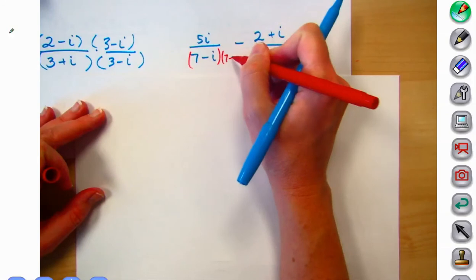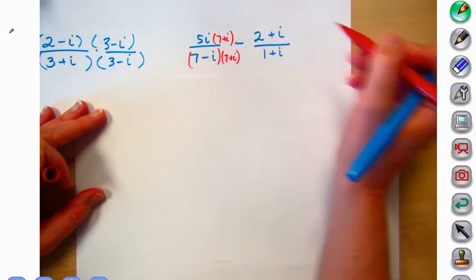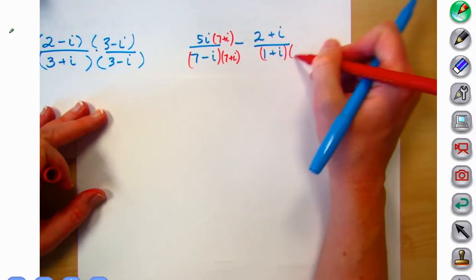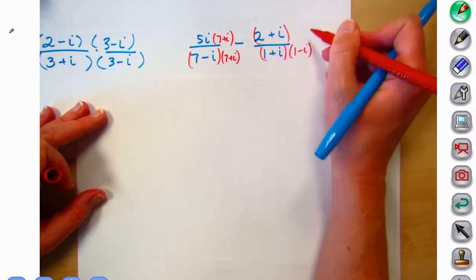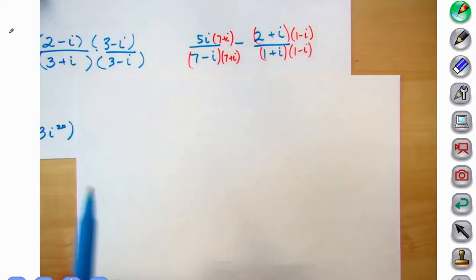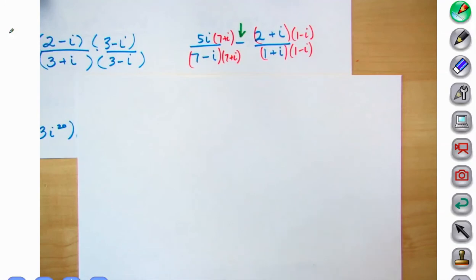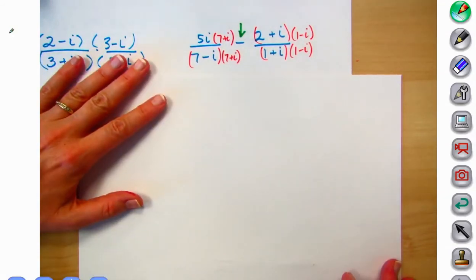So if we rationalize first, this is what we're going to get. Multiply that by 7 plus i over 7 plus i. Multiply this one by 1 minus i over 1 minus i. And very honestly, guys, the trickiest part of the whole problem here is that minus sign, because that minus sign is going to need to be distributed to everything that follows it. So, but first, I'm rationalizing all the denominators.